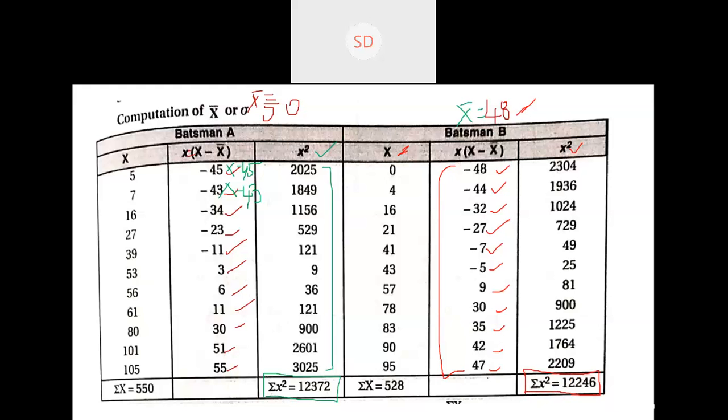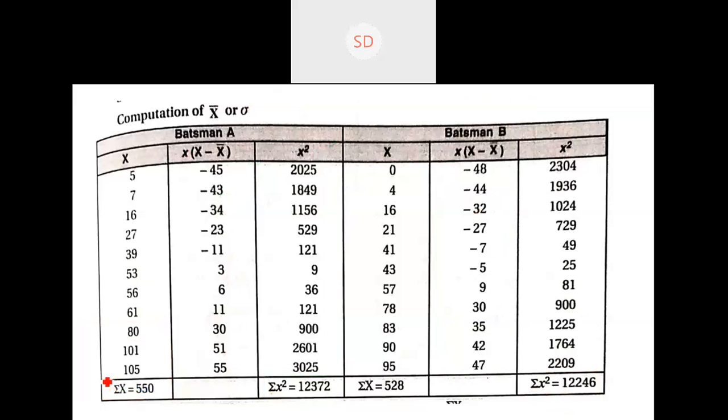So the major number that we require to calculate standard deviation is sigma x square here for batsman A and sigma x square here for batsman B. So this is the whole calculation of the table to find arithmetic mean and standard deviation. Did you all understand this table completely? Can you please leave it in chat? Does anybody have any doubt in this slide?